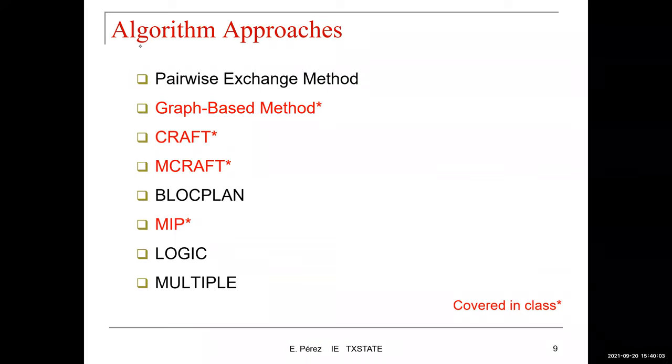Okay, so that being said, let's look at some of the algorithms. We're going to start today with the graph. We discussed the graph-based method in our previous lecture. So now we're going to continue this discussion with the graph method. We're going to talk about CRAFT as well and the MIP, or mixed integer programming, and that will be the end. As you can see in this list, there are other methods, but in this class, we're going to be focusing on those that are in red.